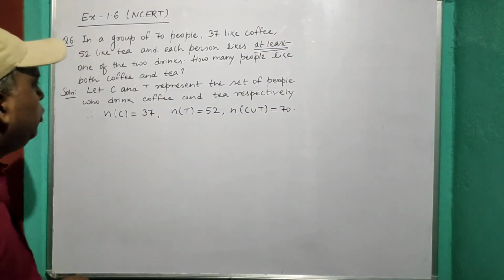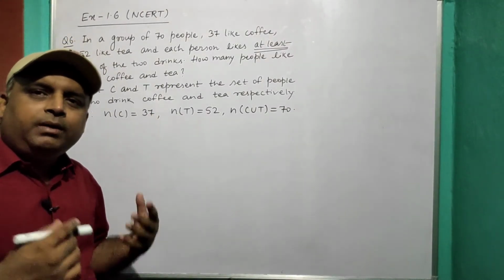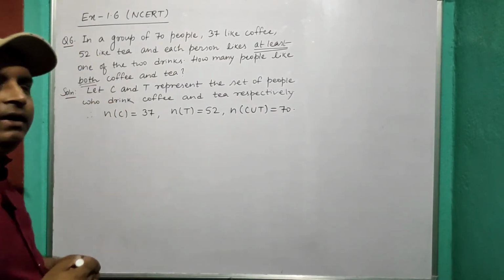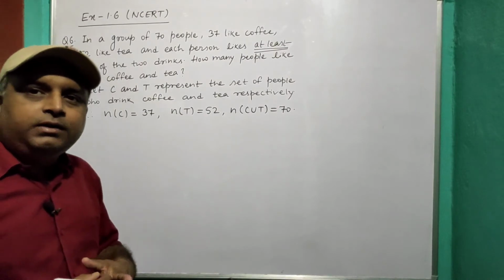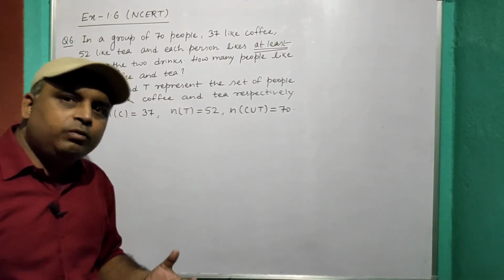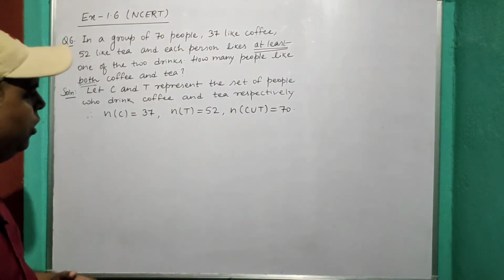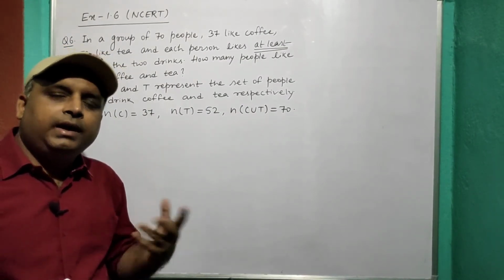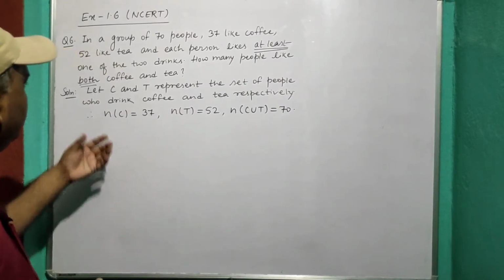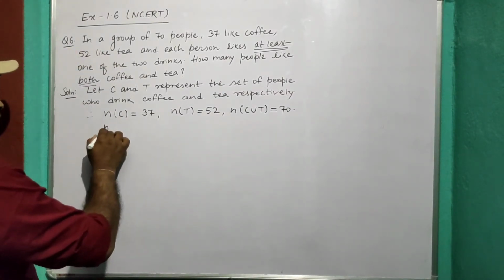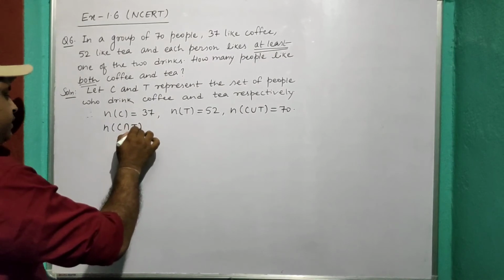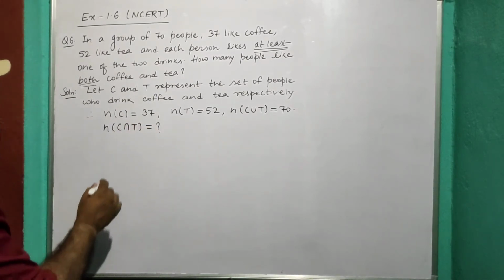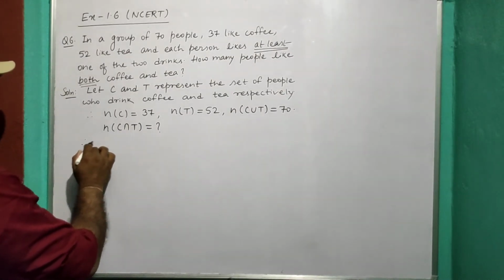How many people like both coffee and tea? Now we have to find how many like both coffee and tea. Again, this both indicates intersection. It means how many people like both, and when both is liked, the case of AND comes, and we have discussed earlier that the AND case represents intersection. So we have to find N C intersection T. Again a very simple problem this is. So write the formula.